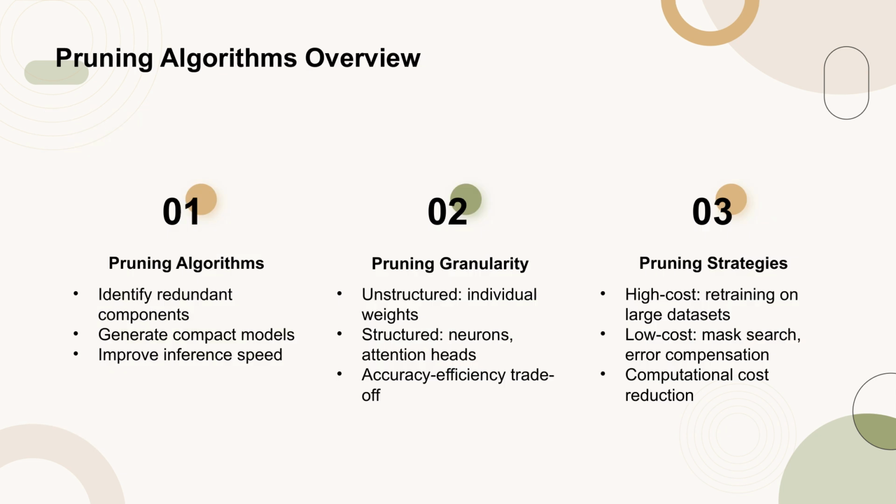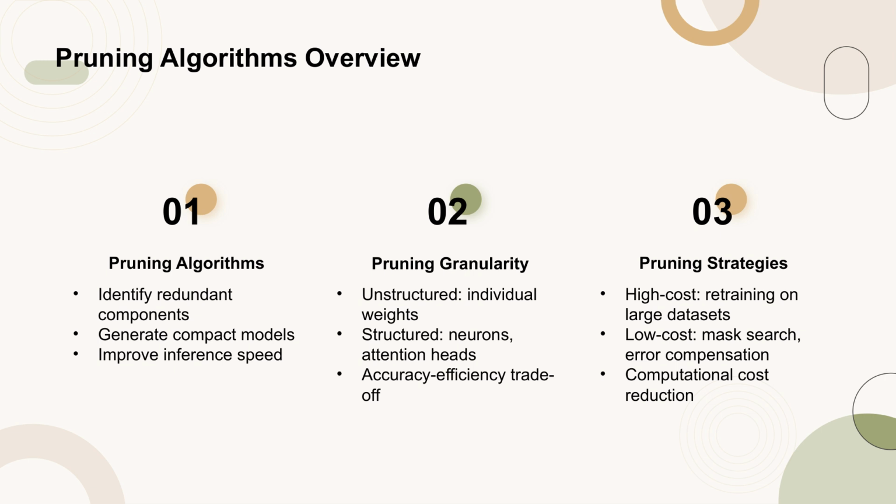Pruning algorithms are designed to identify and remove unnecessary components within pre-trained language models, PLMs, to create more compact and efficient models. These algorithms can significantly speed up inference on commodity hardware, as demonstrated by examples like ZipLM, which accelerates BERT inference by up to 15 times with minimal accuracy loss.